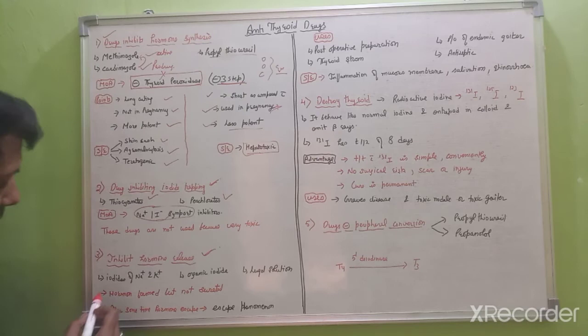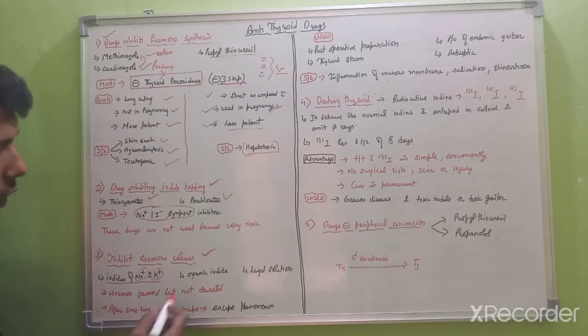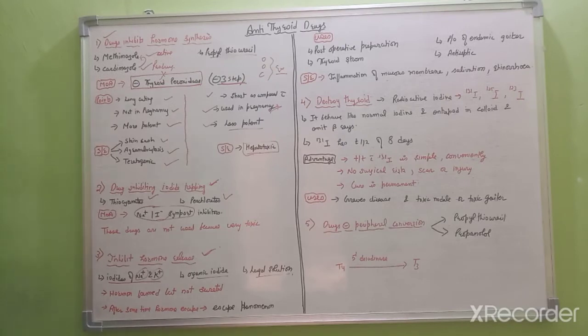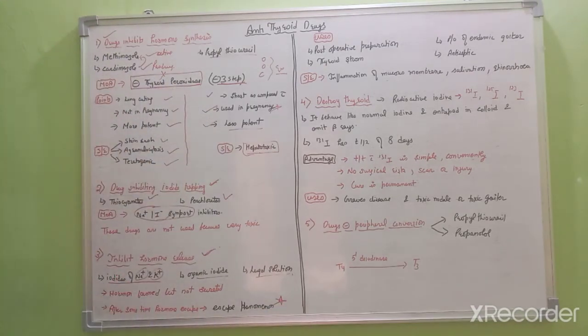The next category includes drugs that inhibit hormone release. This category includes iodides of sodium and potassium, organic iodides, or Lugol solution. When we give these drugs to a hyperactive thyroid patient, the hormone will not be released; the hormone is still synthesized, but it will not be released. After 9 to 10 days, the hormone will escape from the colloid, and this phenomenon is known as the escape phenomenon. This category of drugs is not used in pregnancy.